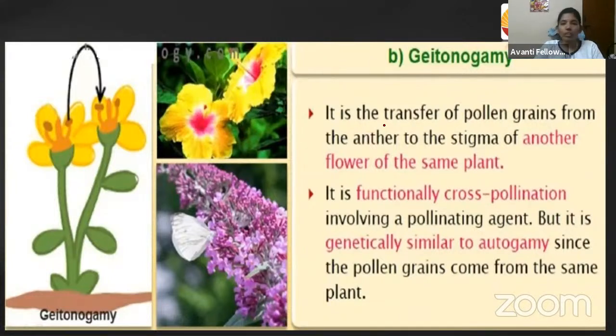Okay. Next is geitonogamous flowers. Geitonogamy means the transfer of pollen grain from the anther to the stigma of a different flower of the same plant. In the same plant there are two different flowers, so from one flower to another flower, pollen is transferred from anther to stigma. That is called geitonogamy. But functionally, it is cross-pollination, right? Because the pollination is taking place between two different flowers. But it is genetically similar to autogamy.